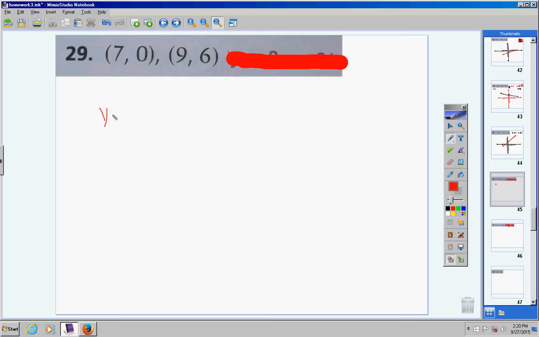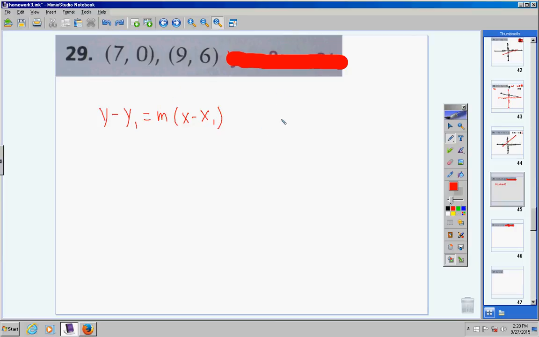But in this situation, we are given 2 points. So here's the model I'm going to use. Now the problem with using this model is we don't know what the slope is. You see, in order to use this model, we have to know the slope. So we have to find the slope first.